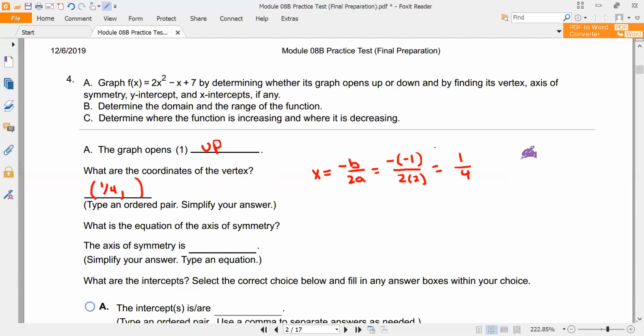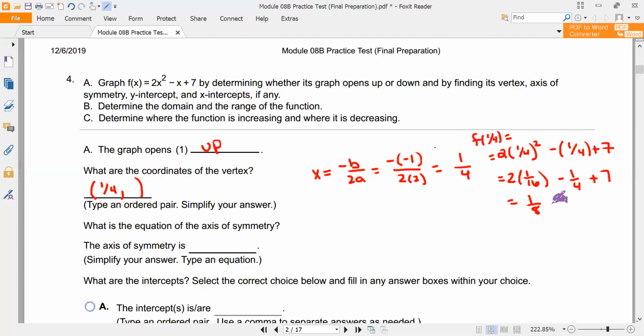But we need the y coordinate as well. So you have to go back and plug this value into your function. So we're doing f of 1/4. So 2 times 1/4 squared minus 1/4 plus 7. 1/4 squared would be 1/16, minus 1/4 plus 7. So I'm just working this out. 2 and 16 reduce. This is 1/8.